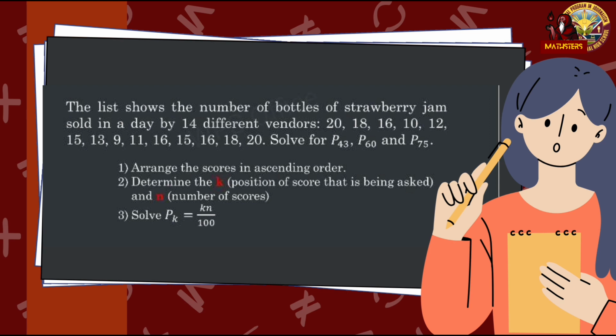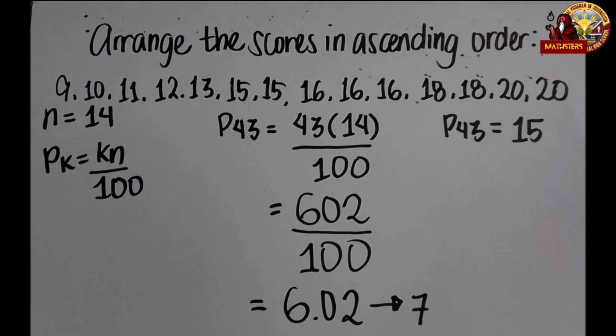Consider this example. The following list shows the number of bottles of strawberry jam sold in a day by 14 different vendors: 20, 18, 16, 10, 12, 15, 13, 9, 11, 16, 15, 16, 18, and 20. We will solve for the 43rd percentile. First, arrange the data in ascending order.